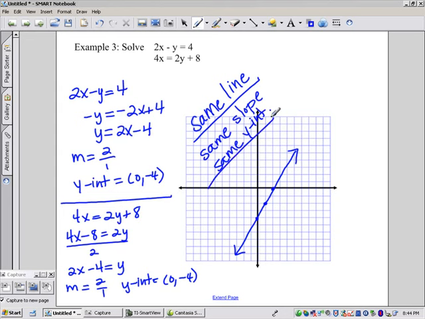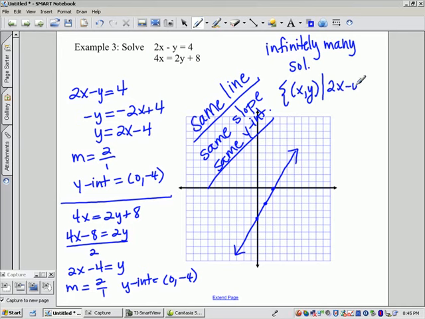Now, we say here there are infinitely many solutions because every point on the line is a solution. But there's a unique way to write it. We write it like this. In set builder notation, we say it's the set of all ordered pairs (x, y) such that the points lie on one of these lines. Well, since they're the same line, it doesn't matter which line we write here. We would just write that 2x minus y is equal to 4. So we're saying all points that satisfy this line are solutions to our system. Okay?